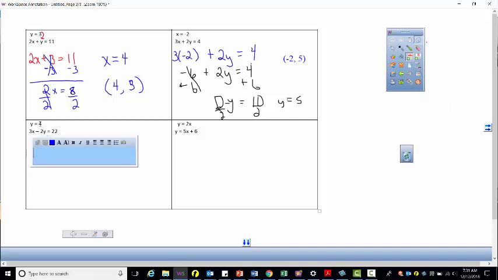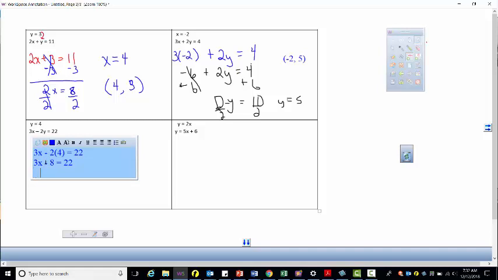If you look, we're going to put the 4 in for the y. So you're going to have 3x minus 2 times 4 equals 22. And then you're going to have 3x, and you're going to do 2 times 4 is 8 equals 22. So now we want to get the x, so we need to move this 8.